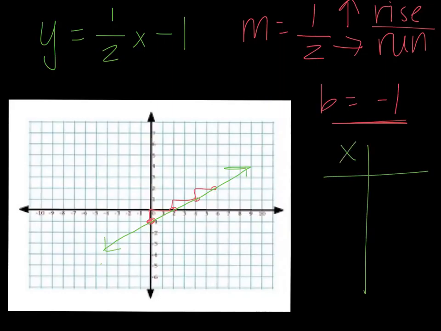So our table would be 0, -1, 2, 0, 4, 1, and 6, 2.